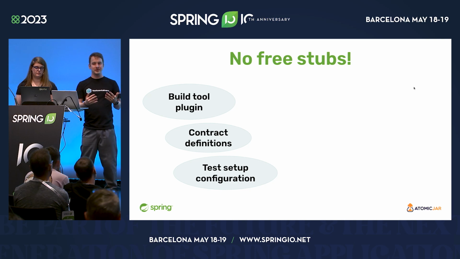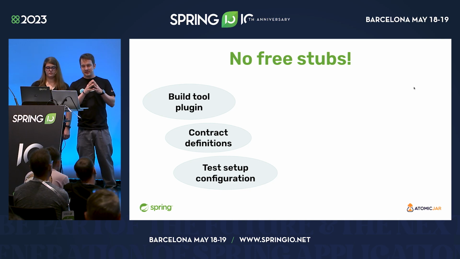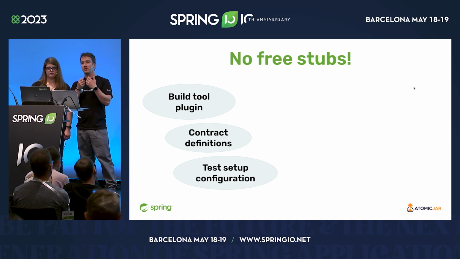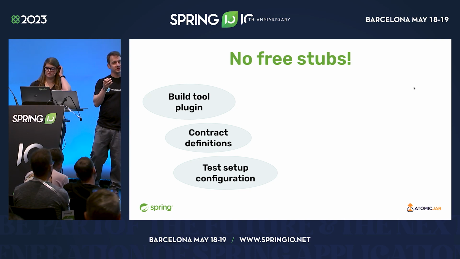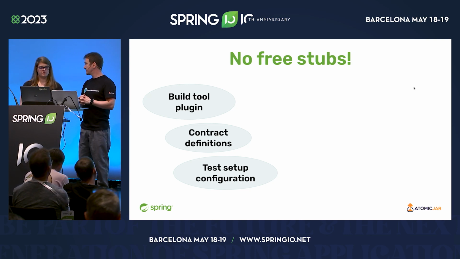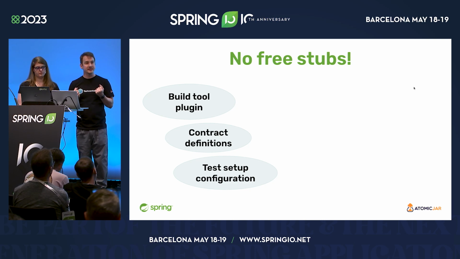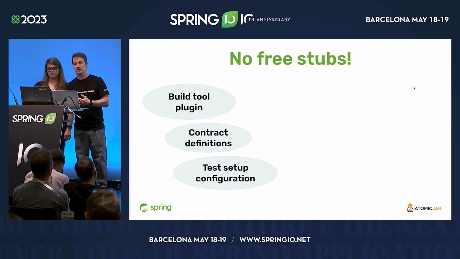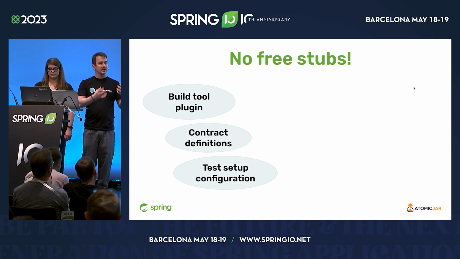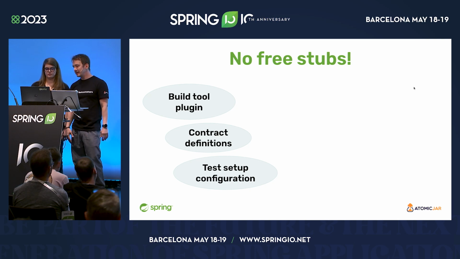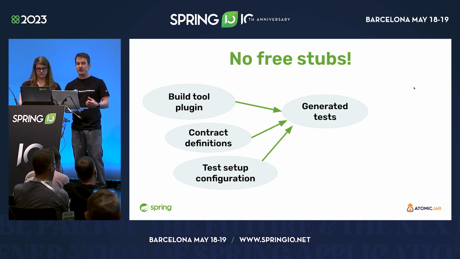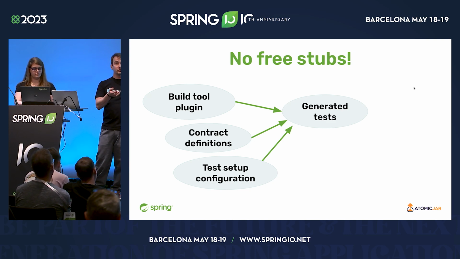And you will also need to create the setup for running your tests, because they could be different. You, as a developer, know exactly what you want your setup to look like, so you need to provide that to the build tool to generate the tests automatically. When you have those three things, which are the inputs for the setup, you run that build tool plugin, and it will consume the definitions and the setup configuration, and it will produce the generated tests for the producer.